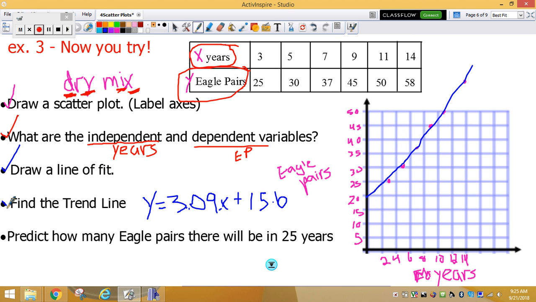Okay, that's my trend line. Predict how many eagle pairs there will be in 25 years. Okay, so this is not too bad. Let me show you how to do it. Right here, this is again important.